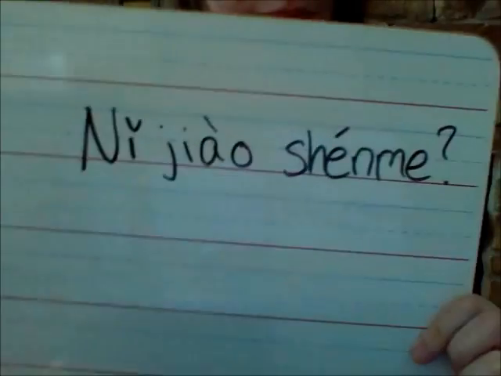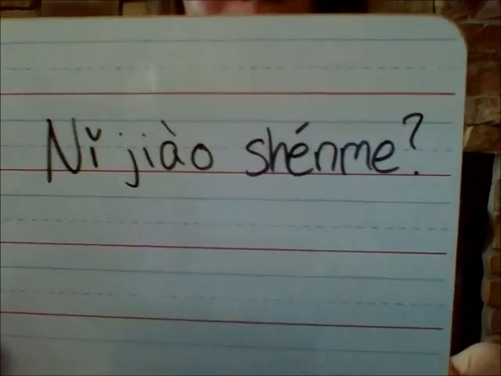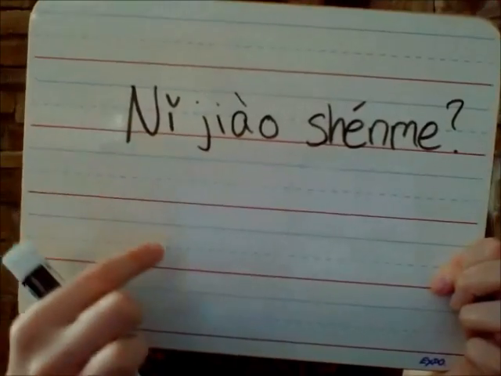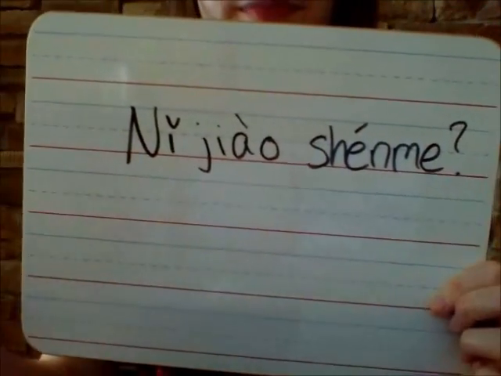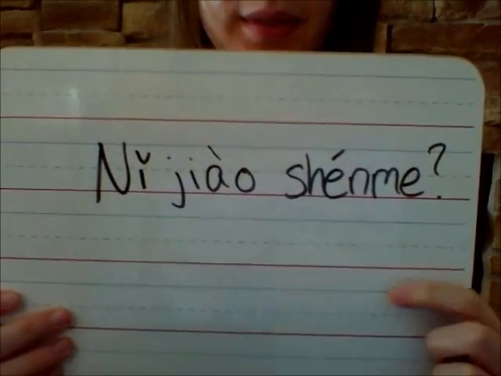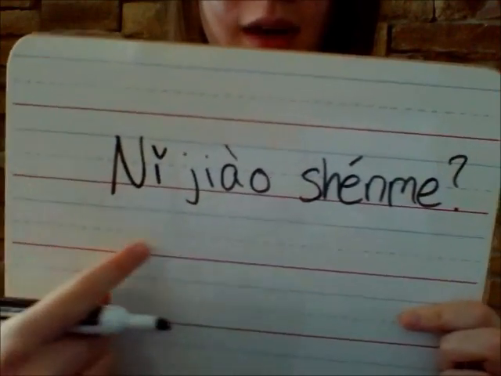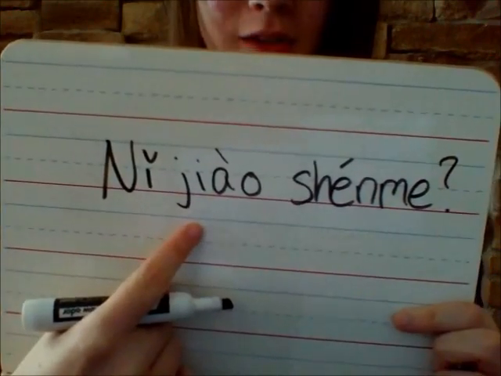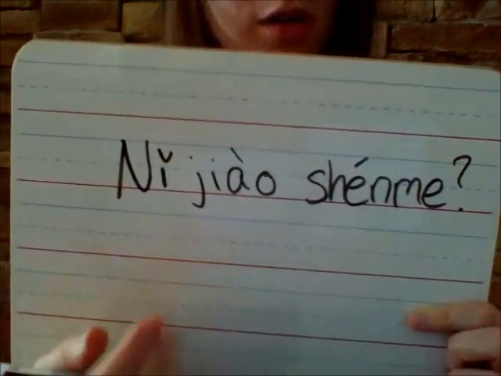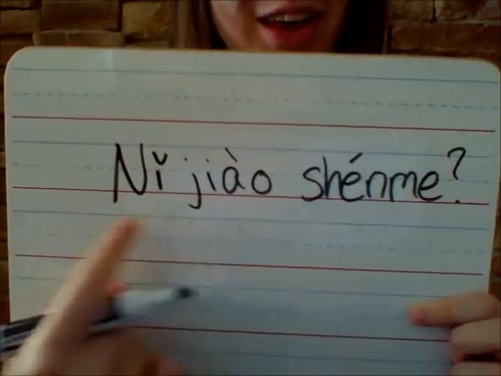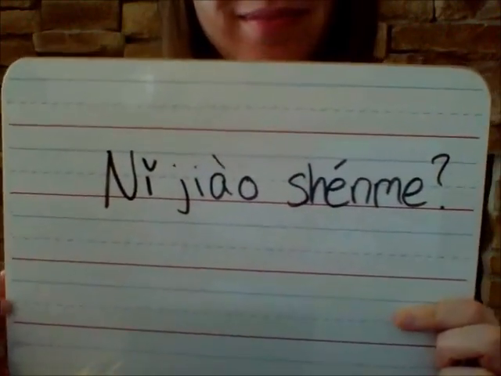The next thing you're going to do is ask them their name. 你叫什么? So here we have the word you again. 你. This word 叫 means to call. You are called something. 什么 means what. You are called what? 你叫什么?